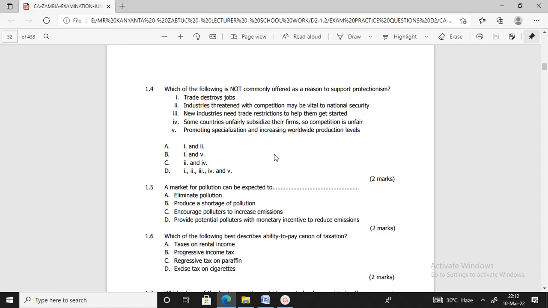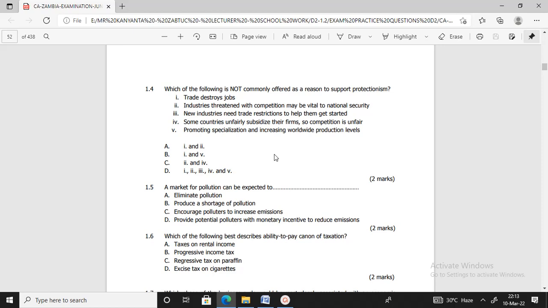So overall, the government would be encouraging firms to minimize on their pollution because of the financial incentive attached to the tradable permits. And sometimes government can also subsidize methods of production that do not emit pollutants as a way of encouraging firms to reduce their emissions. So correct option for 1.5 is D.